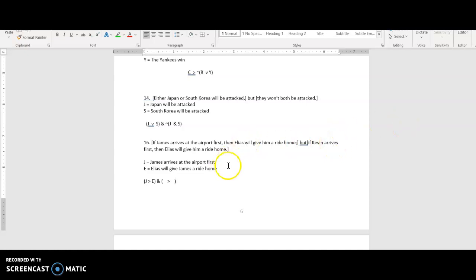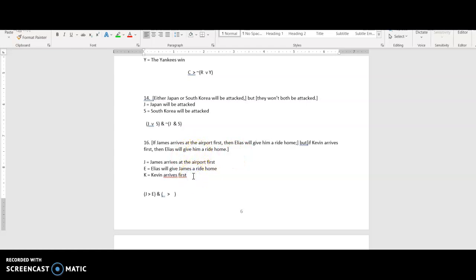Right? So what are our parts here? K equals Kevin arrives first, right? And then notice the second part of this is Elias will give him a ride home, right? So you might be tempted to say, well, that's what this says too. Elias will give him a ride home, so we can use the same sentence for that. But notice the him in those two parts refers to a different person. So in the first, it refers to James, right? And that's why I wrote James in the sentence specifically. So if James arrives first, Elias will give James a ride home. But if Kevin arrives first, then Elias will give Kevin a ride home.